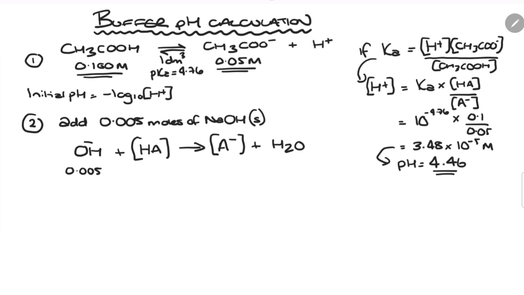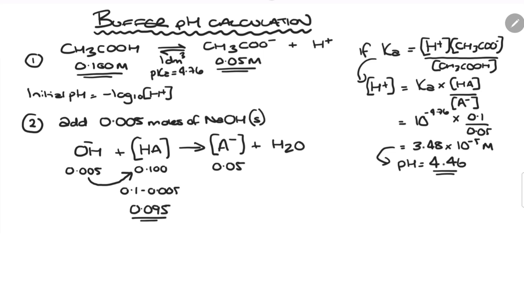Now, we've said we're going to add 0.005 moles of the hydroxide, and we know that initially, if we had a litre, we have 0.100 moles of the HA, and likewise 0.05 moles of the A minus. The water we don't need to worry about because that's not involved in the Ka calculation. And so, if the hydroxide is going to react with the HA, this value is going to go down by the corresponding amount of moles.